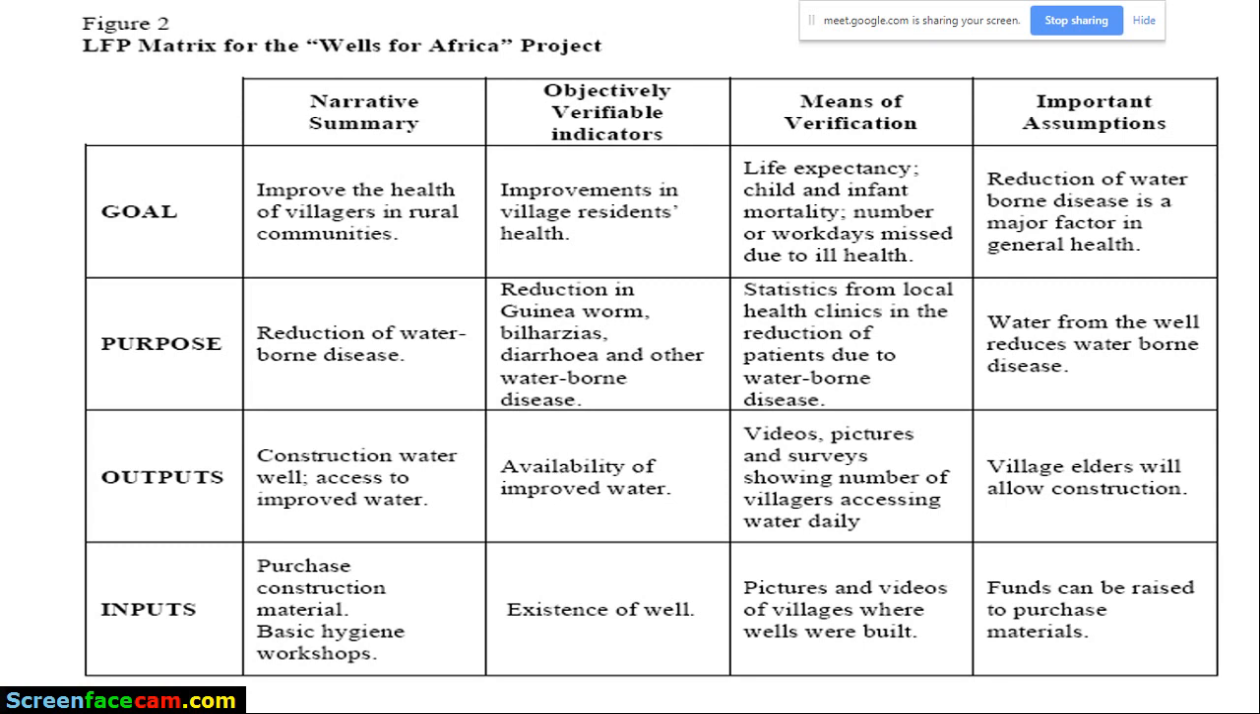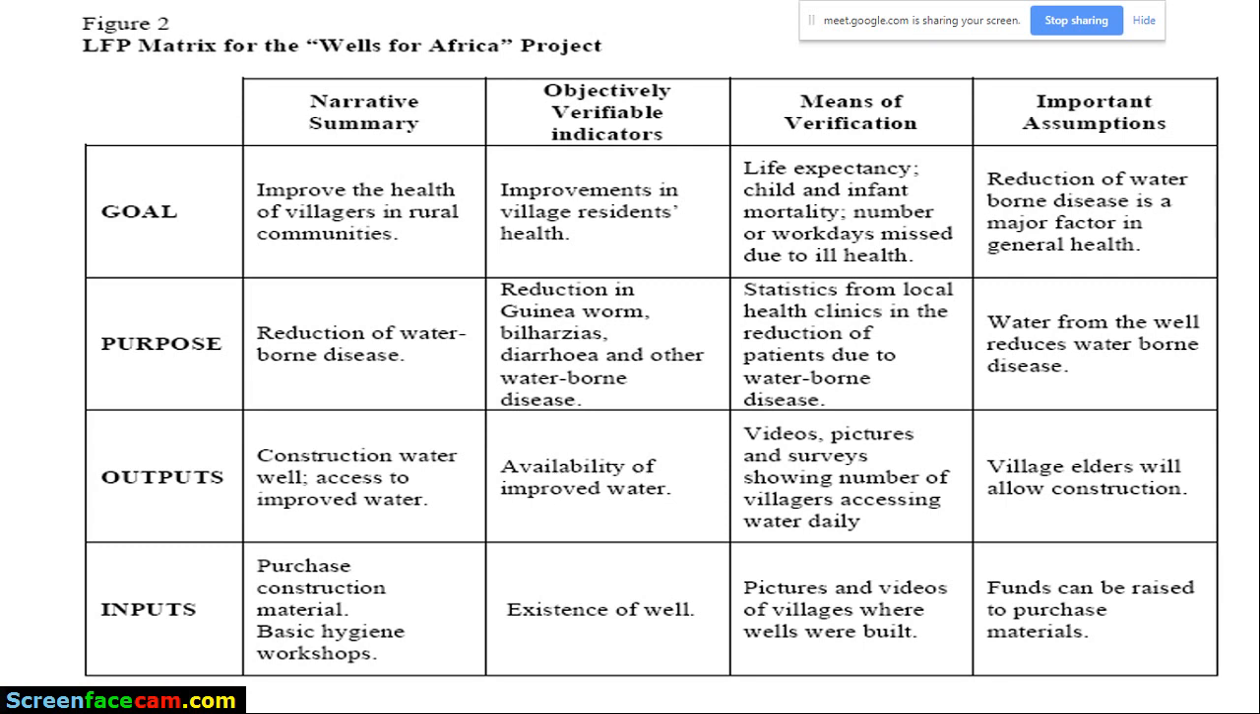Because we see a reduction in the waterborne diseases, which used to hamper the health of the villagers, this outcome takes us to our goal: an improvement in the health of the villagers. So reduction of waterborne disease is an outcome in the sense that it's not happening immediately. It will happen after a period of time. We can't just say that because we've constructed the boreholes there's a reduction in waterborne diseases. No. It has to be observed over a period of time, and hence we call that an outcome.